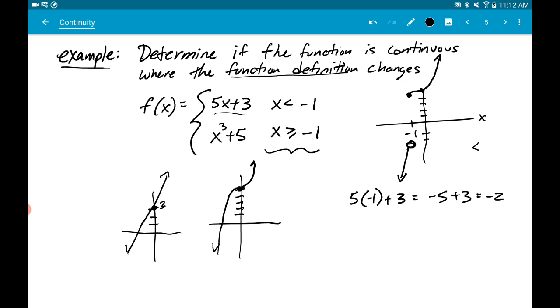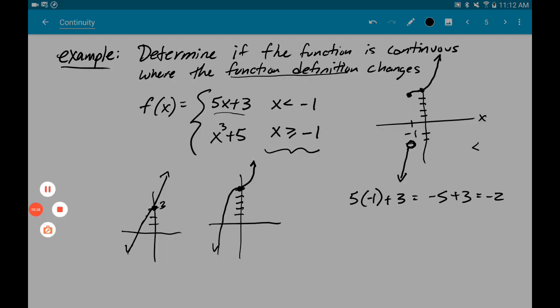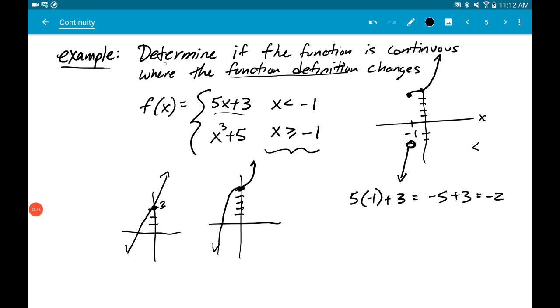And so I put the graph in here just as a good reminder, just to make sure you remember how to do it. But you don't have to graph this to answer the question. If it says determine if the function is continuous, all you really need to do is compare the two pieces at the value that matters. All we really care about is what's going on at x equals -1. And so I did it with the first piece, and I got -2.